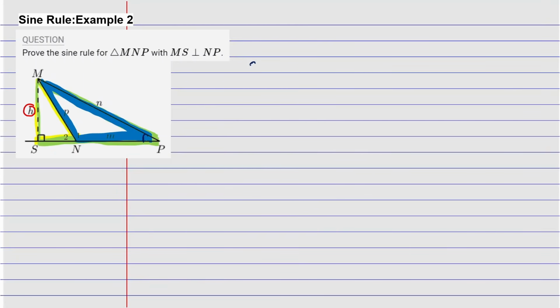So we know the fact that sine P is basically equals to opposite, which is H, divided by N. And the reason why I'm using this P is that P is the only one that's going to give me sine in terms of opposite and hypotenuse. I hope that makes sense, right? So now we know the fact that H is going to be common. So we're going to say N sine P is equals to H, right? So we sorted that one, right?